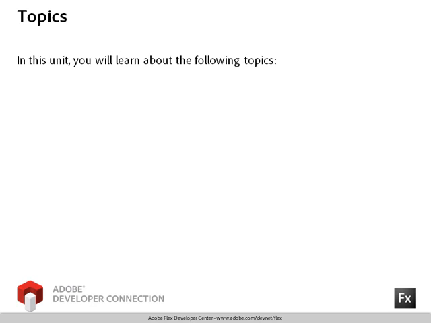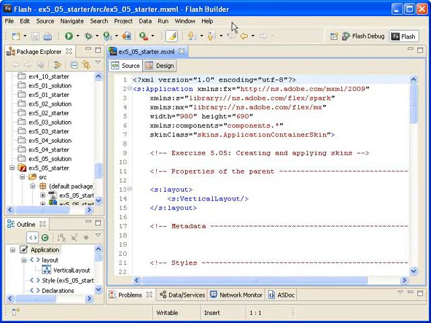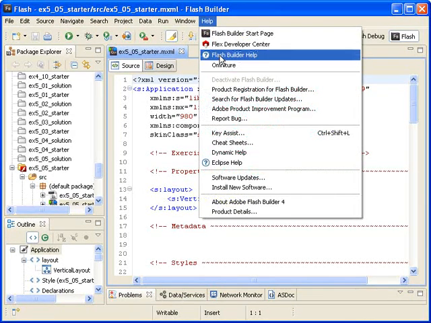In this video, I will introduce you to the Spark primitive classes that allow you to draw shapes using MXML tags. I will also show you how to integrate shapes drawn in other tools that can export their graphics in the FXG format. In Flash Builder, I am selecting Help, Flash Builder Help.